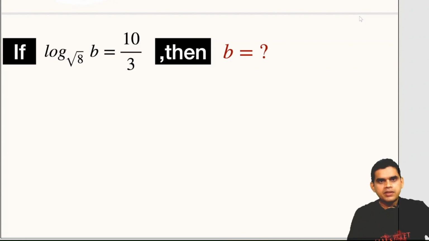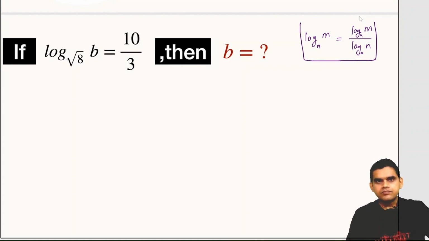The first property that we will be using is the change of base property. Suppose we have log m base n, and if you want to change the base, we can write it like this: log m over log n, and we can choose any base, say for example small a. It can be e, natural log, it can be 10. So we will use this property in this question.